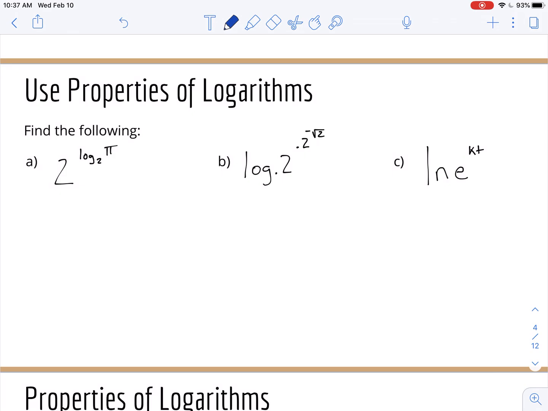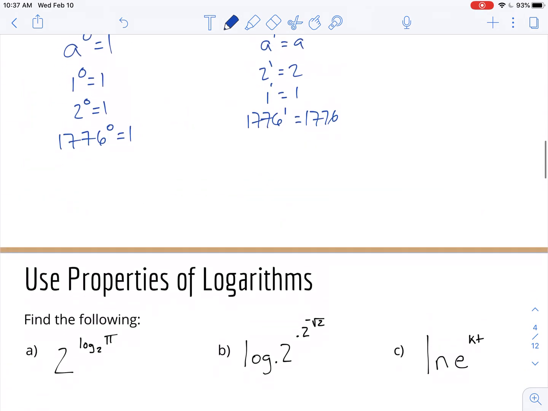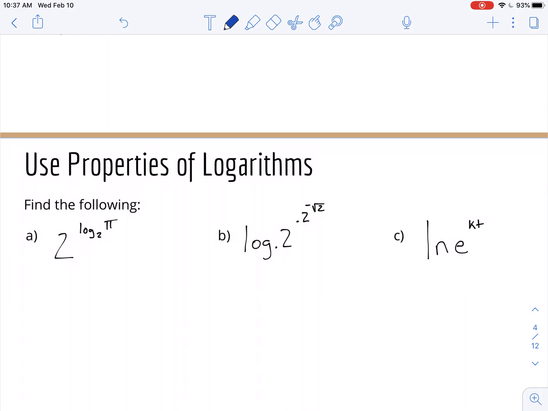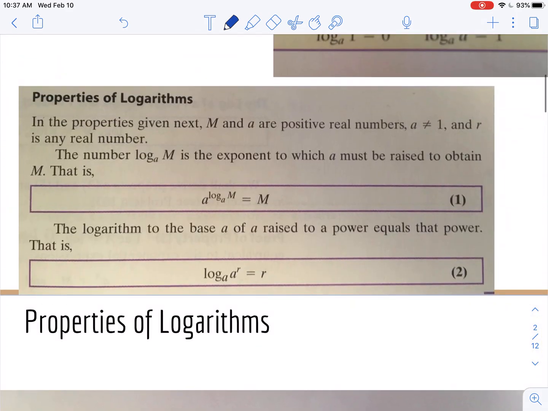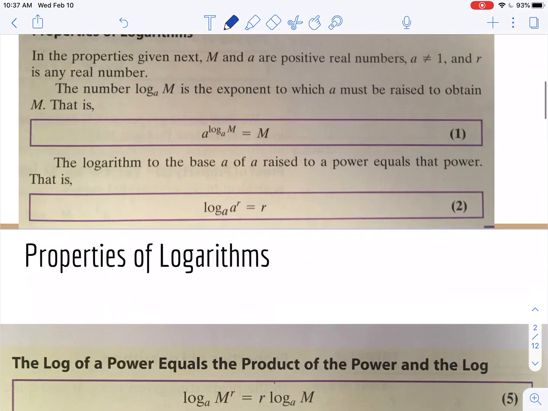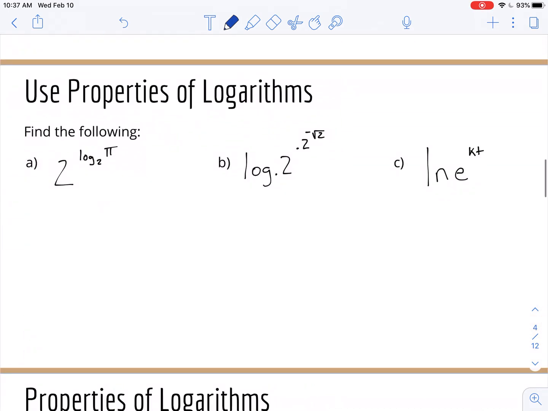All right, so now we're going to use the properties of logarithms here. Now, we already know this from up here. I've got 2 to the log base 2 of pi. And if I look up here, I can see that a to the log base a of a number is equal to that number. So I could just go through and say, all right, I've got 2 raised to the power of the same log base, so this is just equal to pi. So that would be the answer.